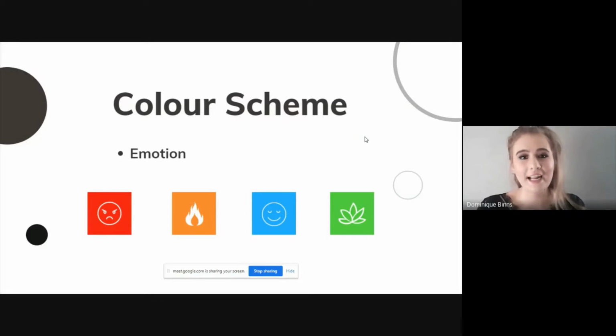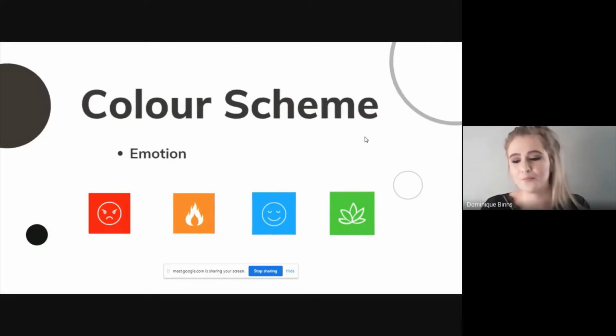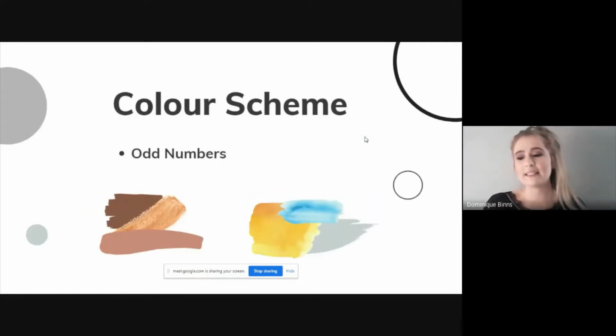Okay, so the next thing to keep in mind when you're considering the color scheme of your designs is using odd numbers. An odd number of colors in the design can help to add depth and visual interest to your designs whilst not letting your design get out of hand. If you use too many colors, it can make it a little bit chaotic and not look as professional.